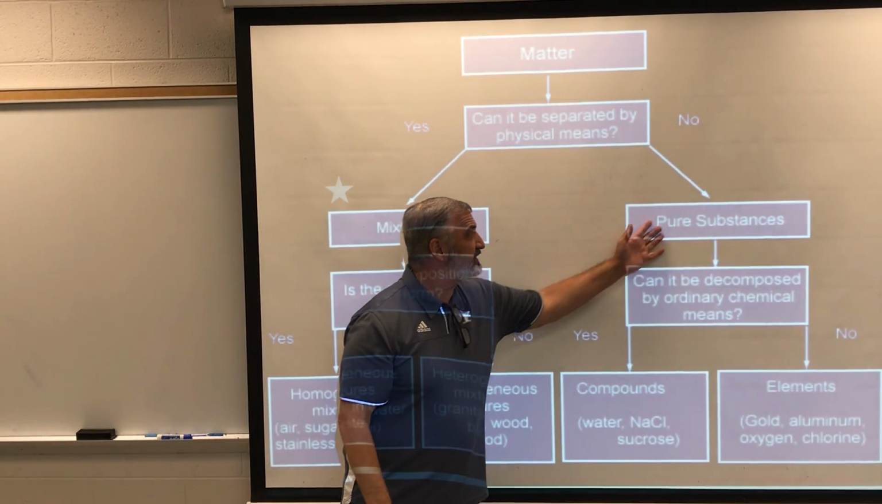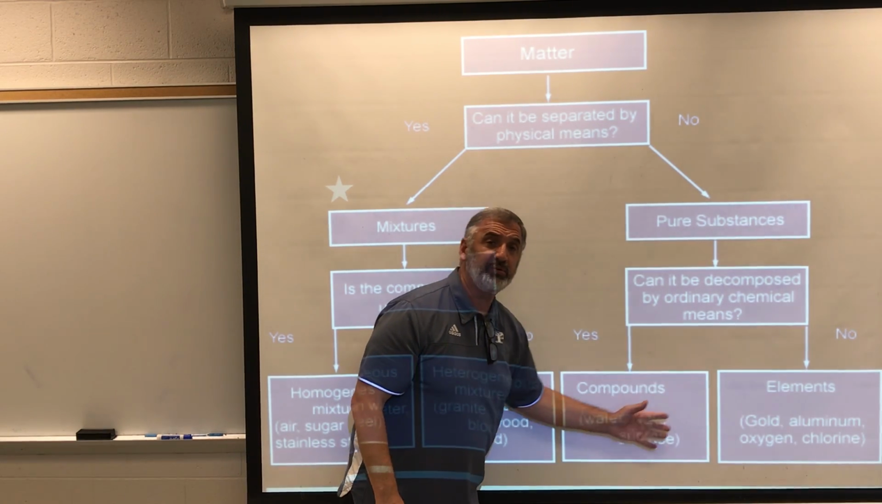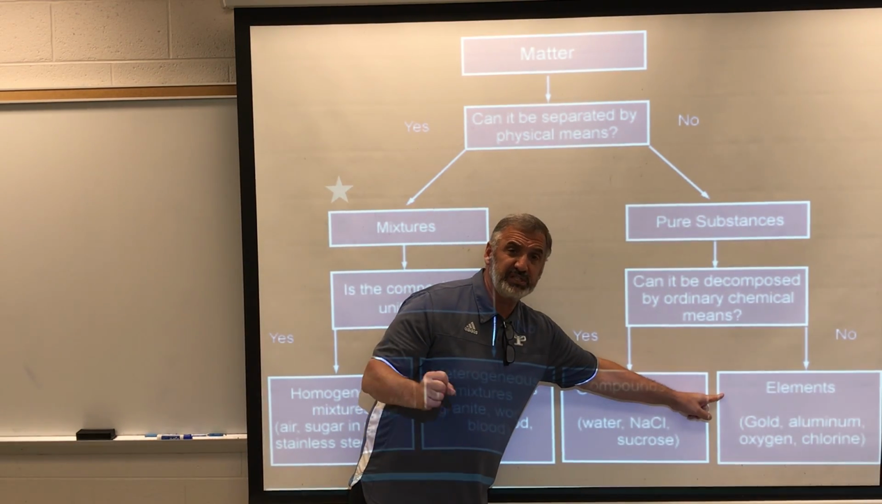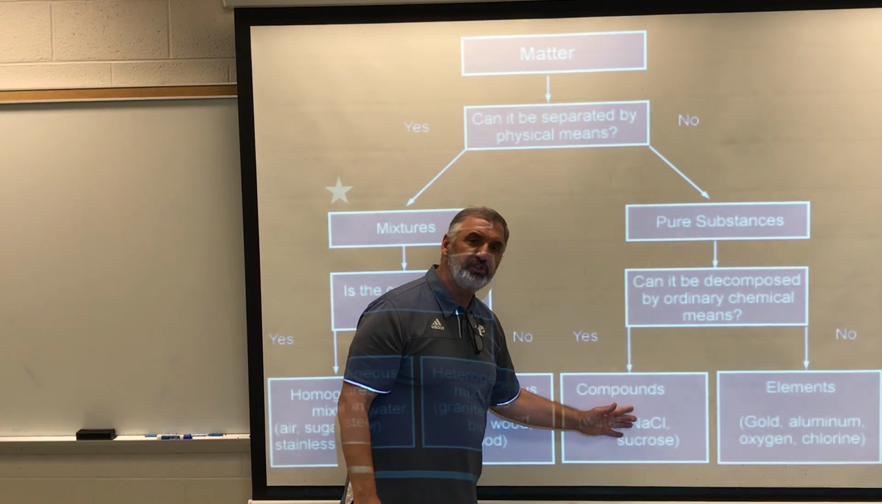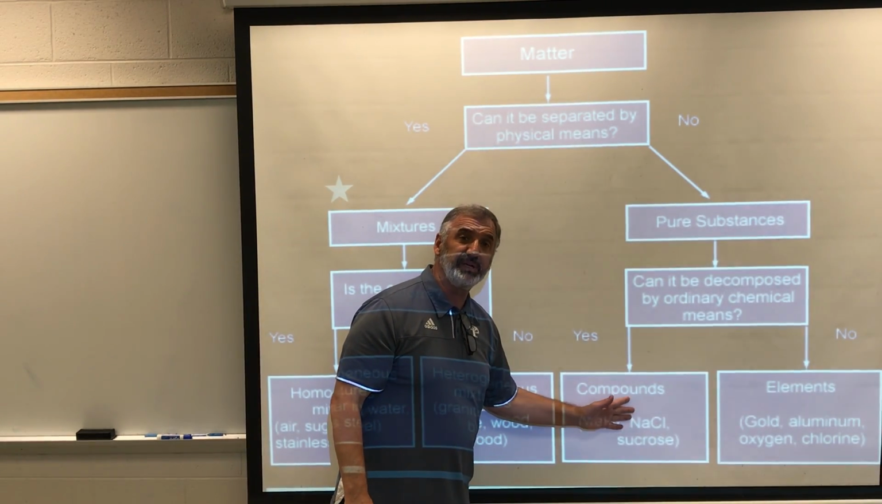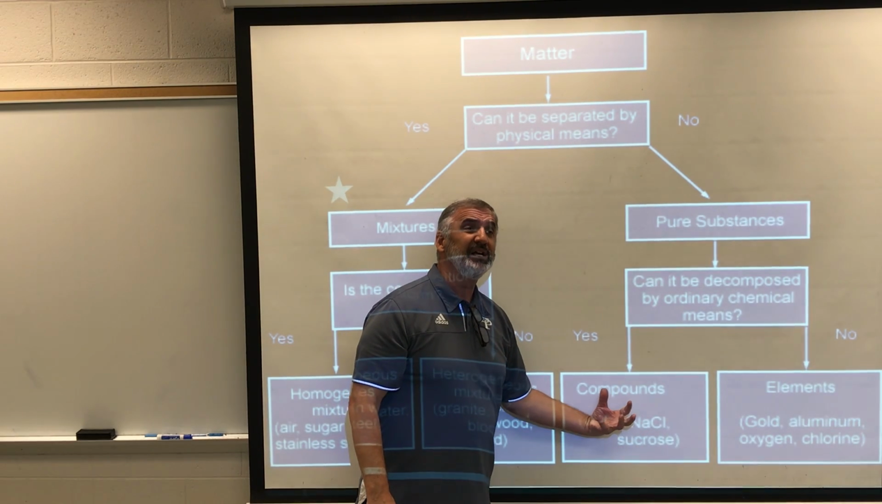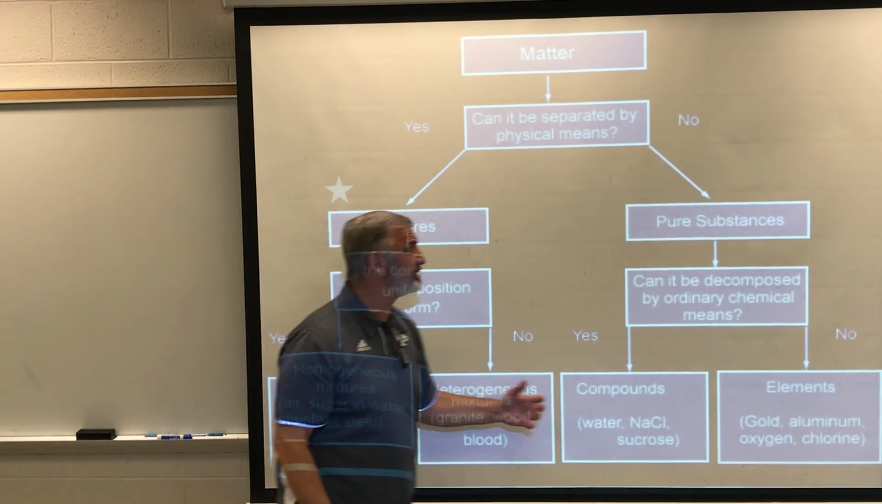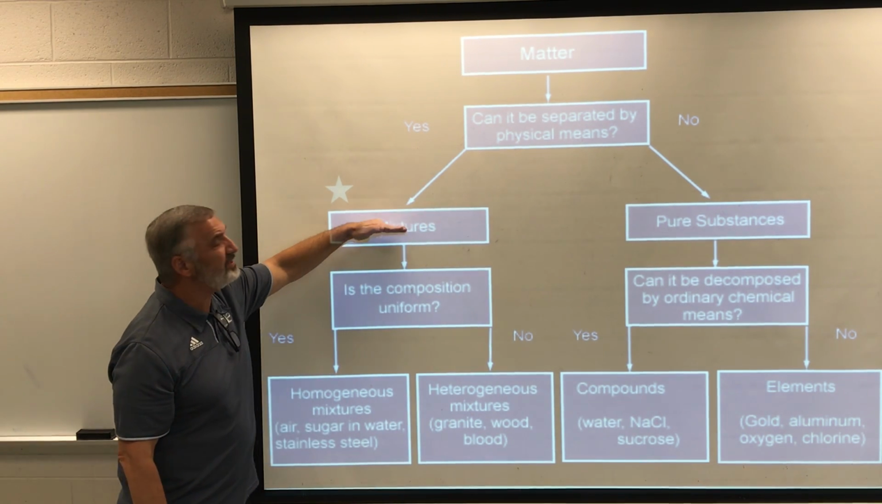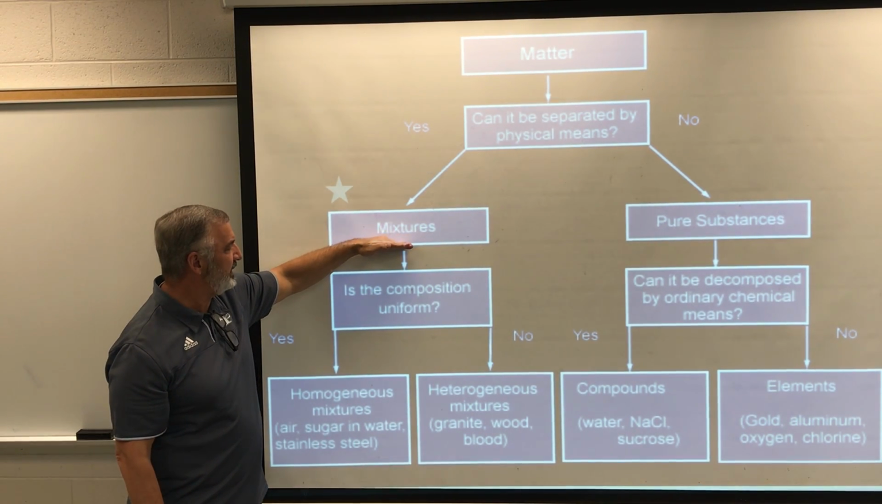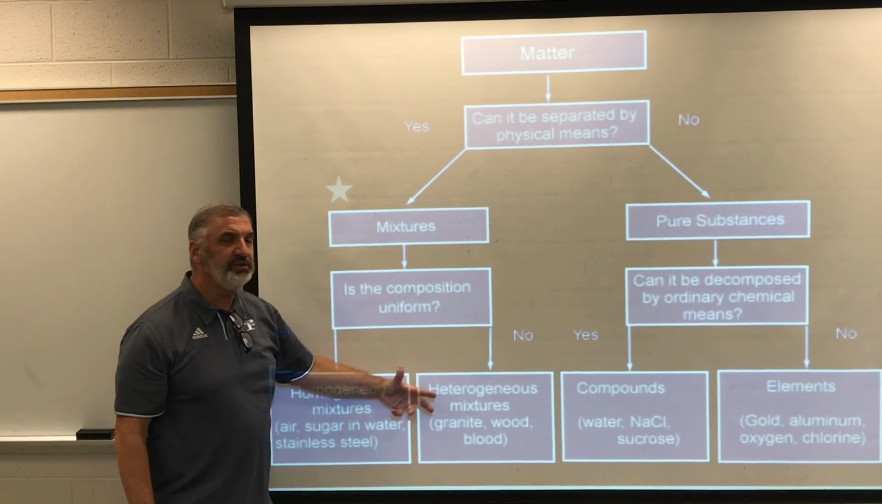So if it's a pure substance, it's either an element or a compound. Elements are just the simplest thing. When they combine chemically together, they form a new substance with its own unique set of properties, and as a result, you get a compound, a pure substance. But if it only combines physically, then we call it a mixture. And so there we have two different types of mixtures.